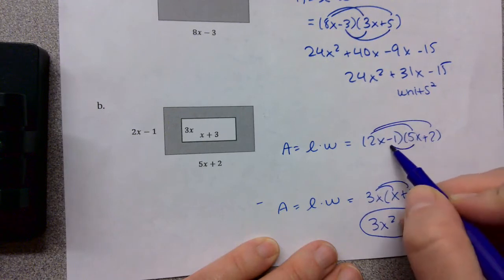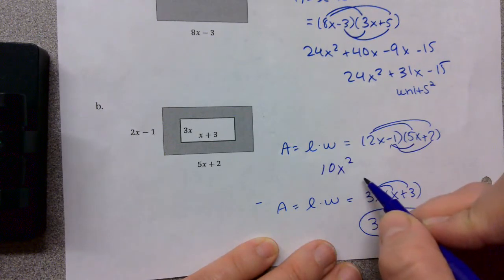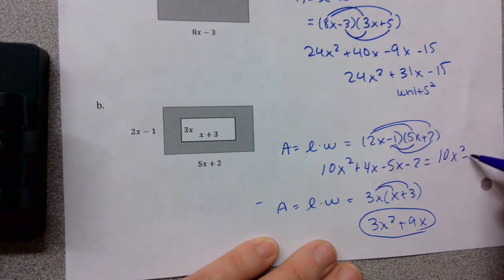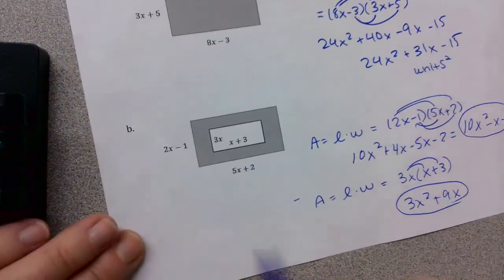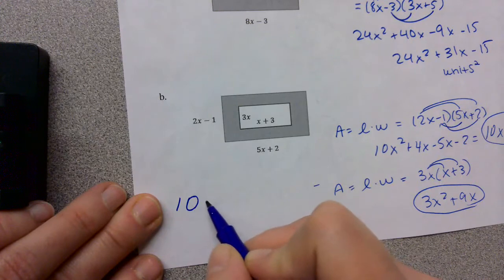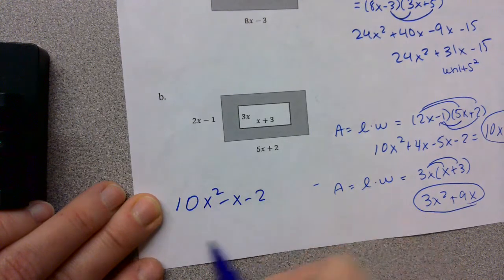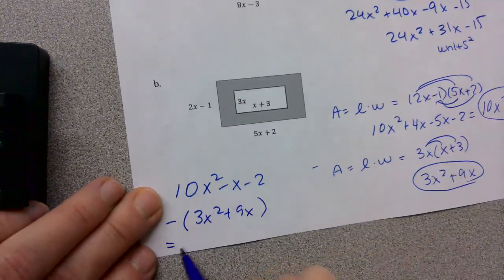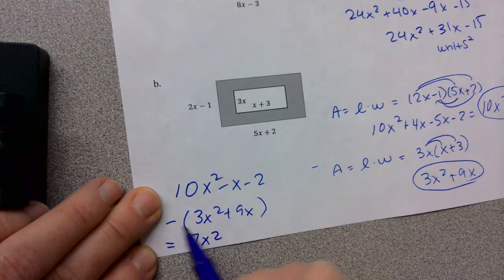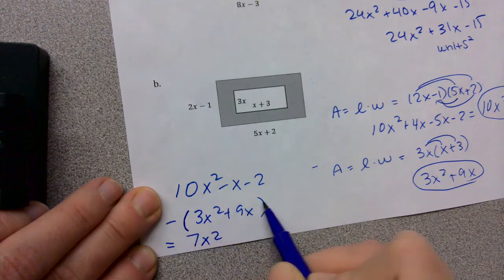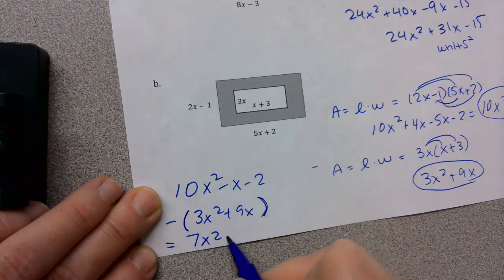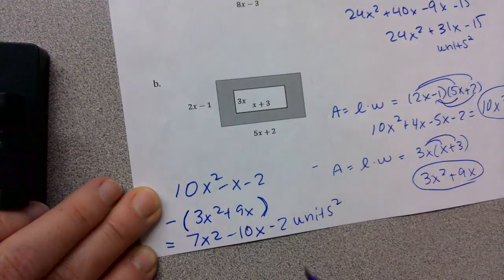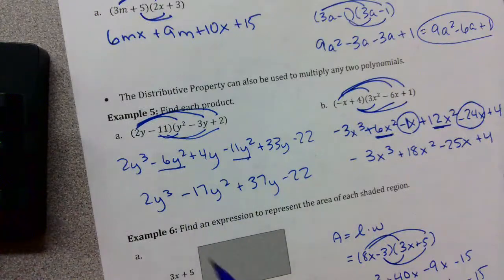And the area of the larger box is 10x squared plus 4x minus 5x minus 2, which is 10x squared minus x minus 2. So I take the area of the whole thing, and I subtract this whole quantity of 3x squared plus 9x. Be careful, because when you subtract here, you're subtracting 3x, but you're also subtracting a positive 9. Put parentheses around it so you can distribute that negative, and you're going to get negative 10x, and then a minus 2. This one's a little bit trickier. That's something you're going to see on a Keystone. These are not. They're pretty easy.